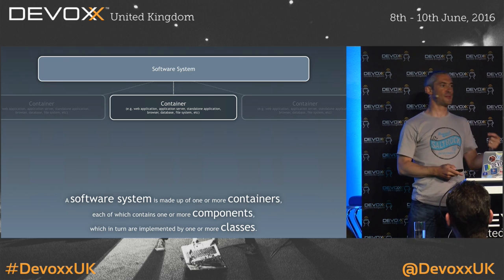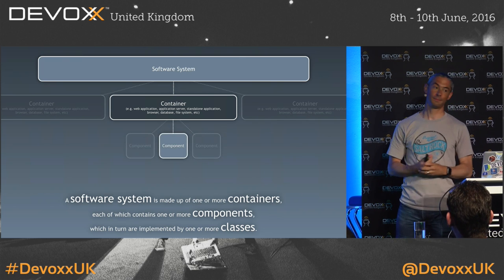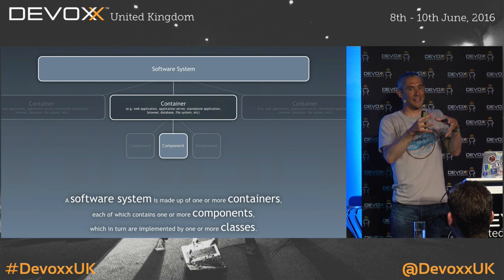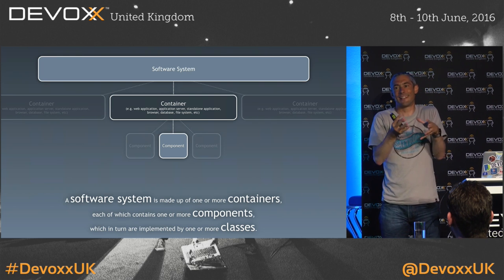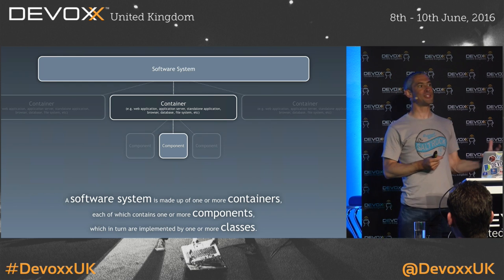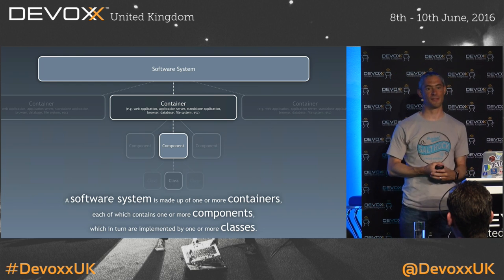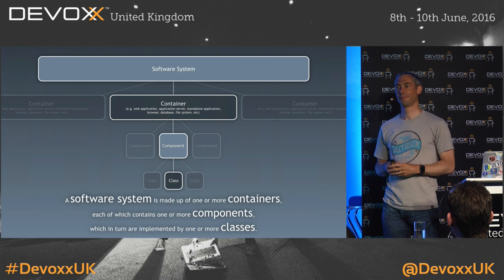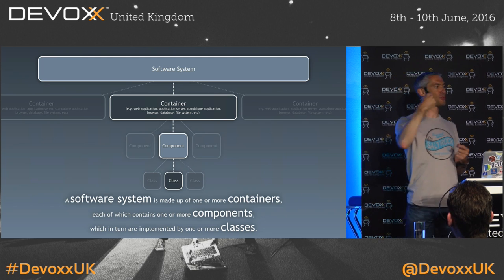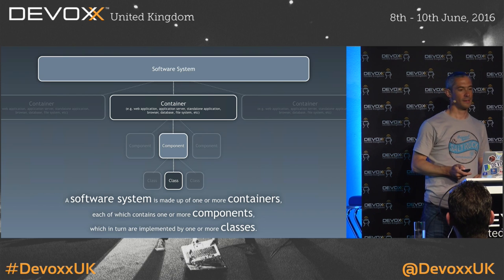If you lift the lid on those containers, they're made up of components. So I'm going to use the word component to mean something running inside a container. It's just a grouping of related functionality behind a nice, clean interface. And because I mostly deal with Java, my components are made up of classes. And we're done. So it's a really, really simple tree structure to describe the static structure of a software system.